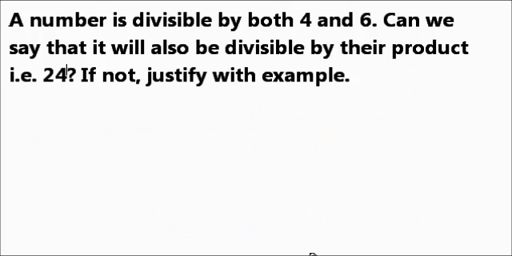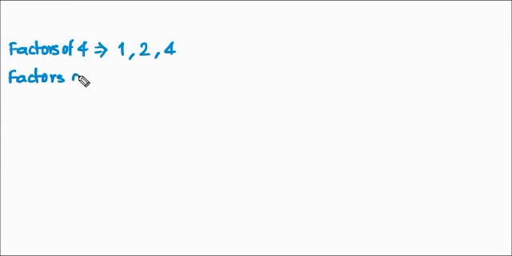A number is divisible by both 4 and 6. Can we say that it is also divisible by the product of 4 and 6, which is 24? If not, justify with an example. We know that the number is divisible by 4 and 6. Let's look at the factors of 4. Factors of 4 are 1, 2 and 4, and factors of 6 are 1, 2, 3 and 6. Which are the common factors?